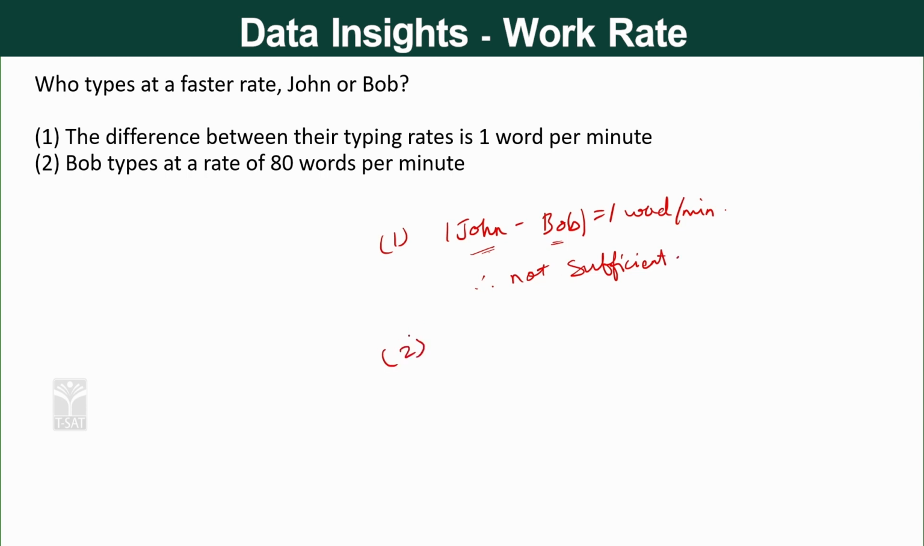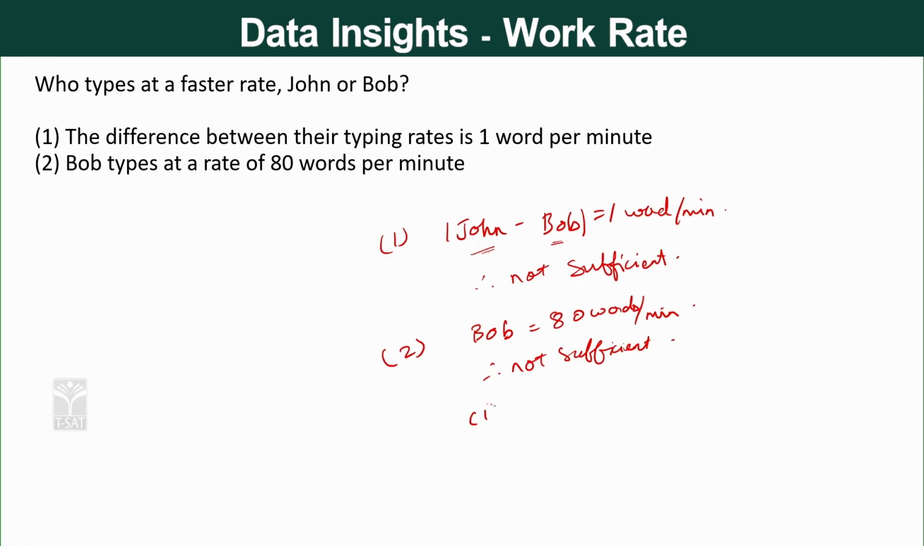Statement 2 is Bob types at a rate of 80 words per minute. They are giving us the rate of Bob, which is 80 words per minute, but still we do not know John's rate. So, we cannot comment on who is typing faster, John or Bob. Therefore, this information alone is also not sufficient to answer the question.